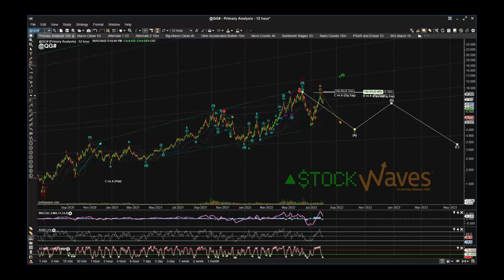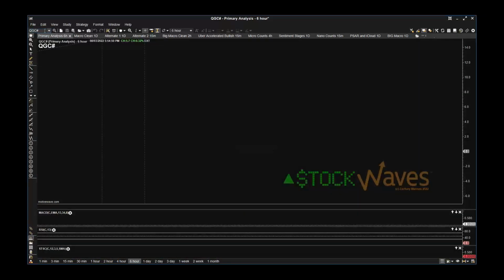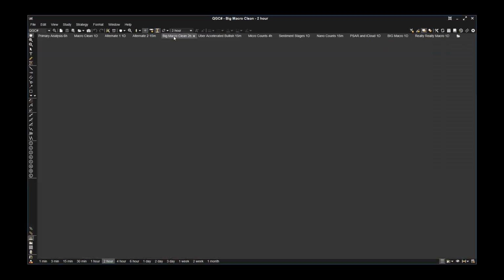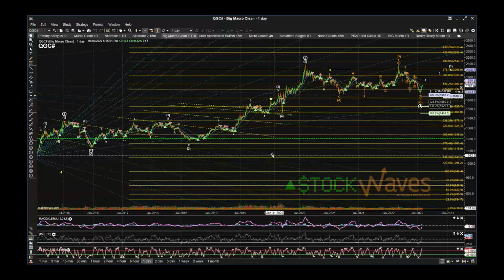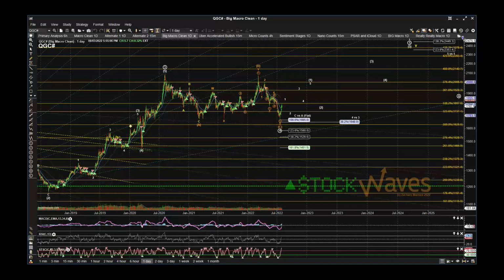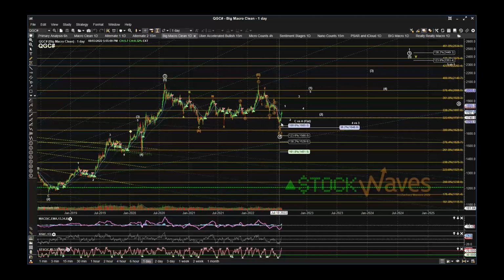Let's move on to the metals. Starting with gold, I want to go to the big macro clean tab and go out to the daily there. So we are looking at gold starting a primary degree wave 5 off of this very, very big expanded flat for the primary degree wave 4. So we're looking for a 5 wave move up, 1, 2, 3, 4, 5, targeting the 2300s or maybe even getting more extension past that towards 2500. But we're working on just the first move off of that low.